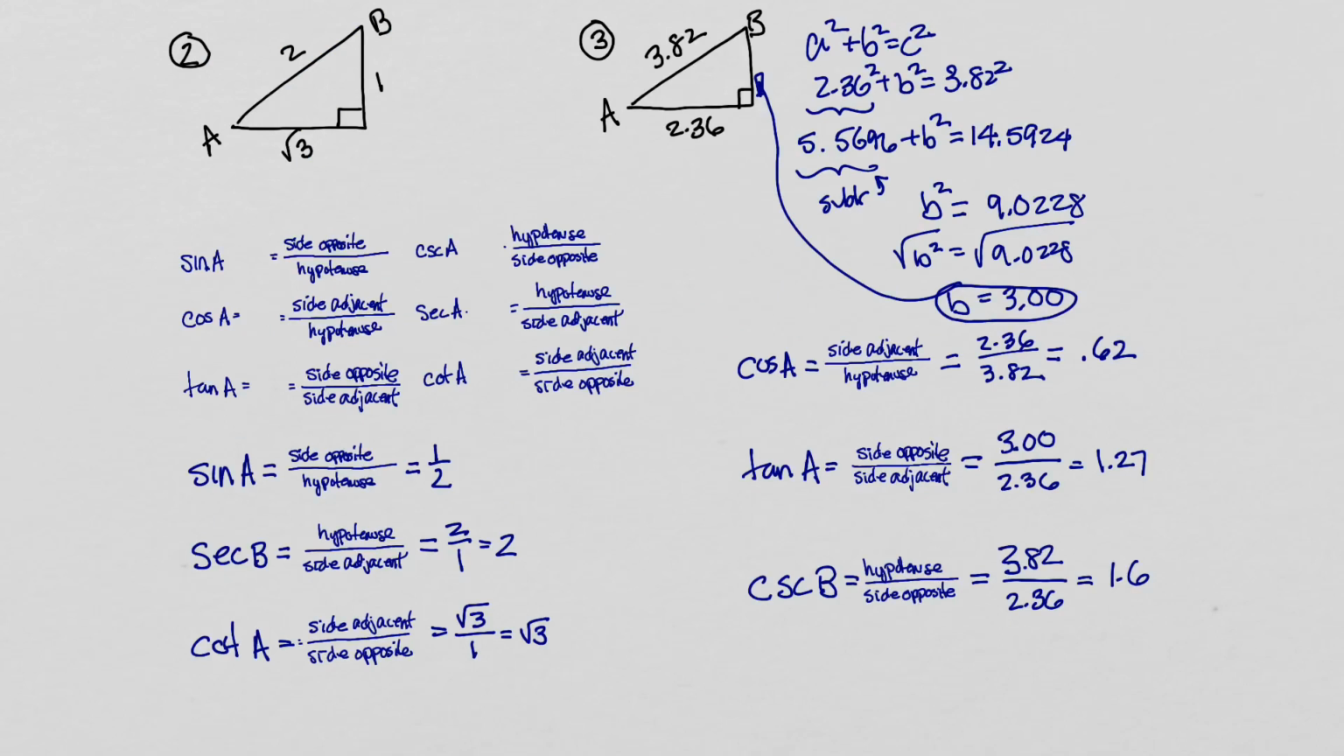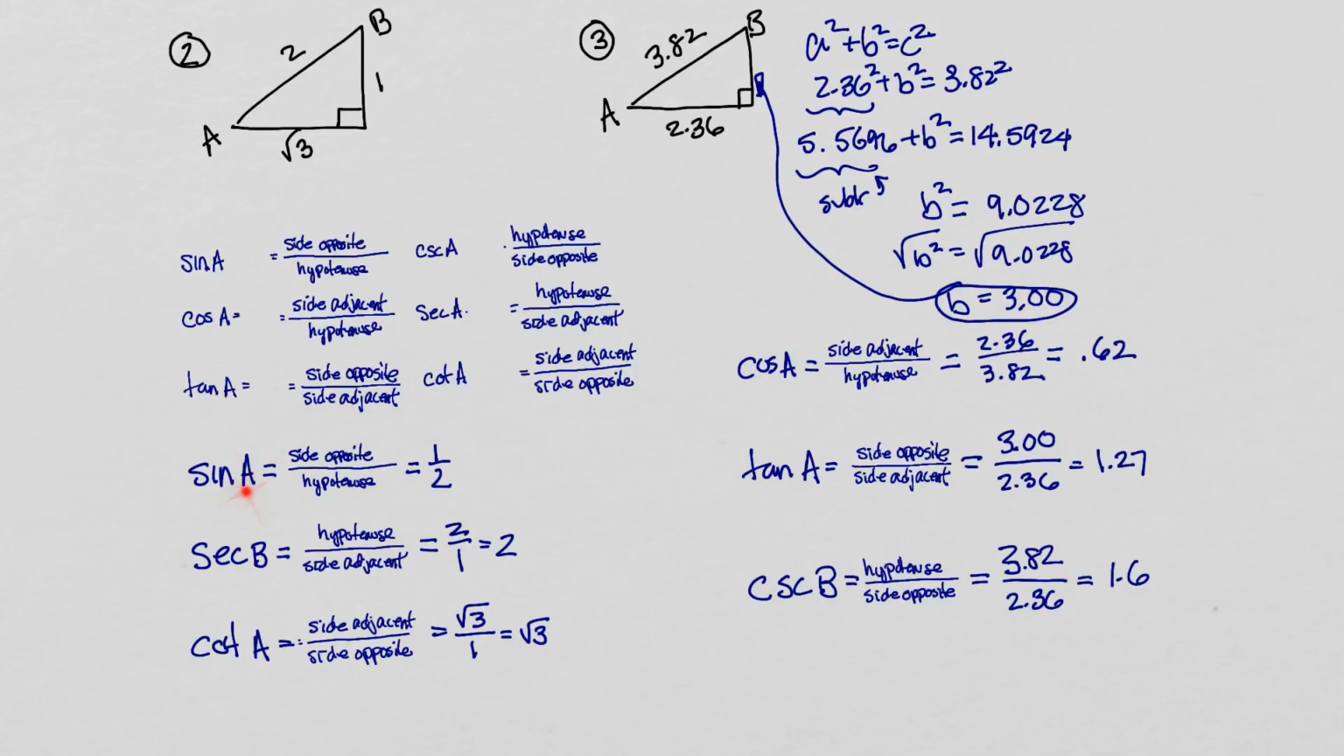So here is problem number 2. We're given this right triangle with sides 1, square root of 3, and hypotenuse 2. What we want to do is find these 3 trigonometric ratios: the sine of A, the secant of B, and the cotangent of A. Right up here, I've just summarized the definitions of these trig functions. So let's go ahead and start.